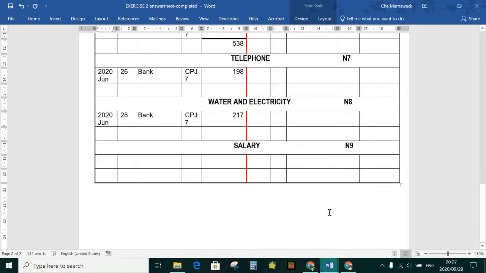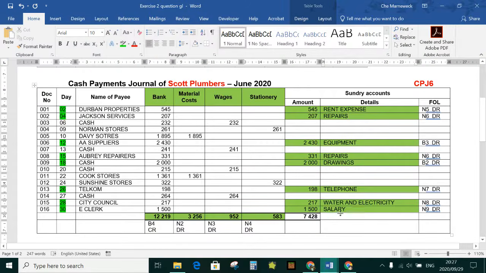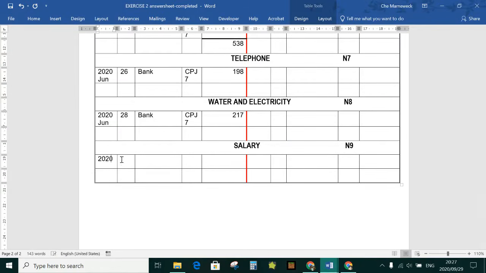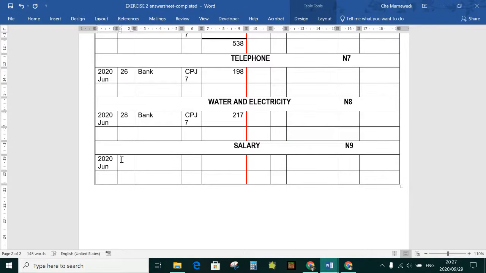Last account, we have a look. Salaries and sundry. Sundry means we take it on the specific day, day 30. It happens to be the last day of the month. We have a look, it's going on the debit side. So, salary, 2020, June 30th. What is the partner account? Where did the money come from? Bank. What is our journal code? CPJ7. How much money did we spend?